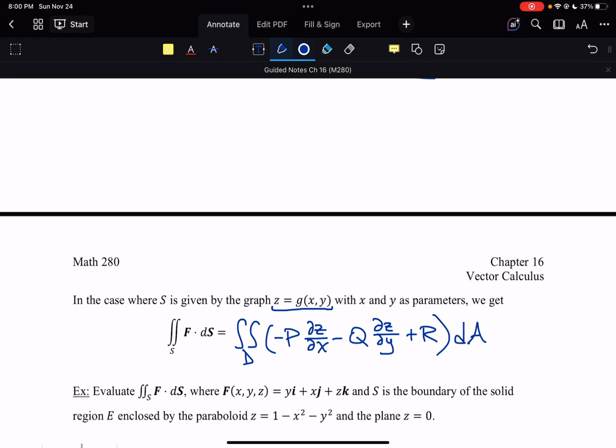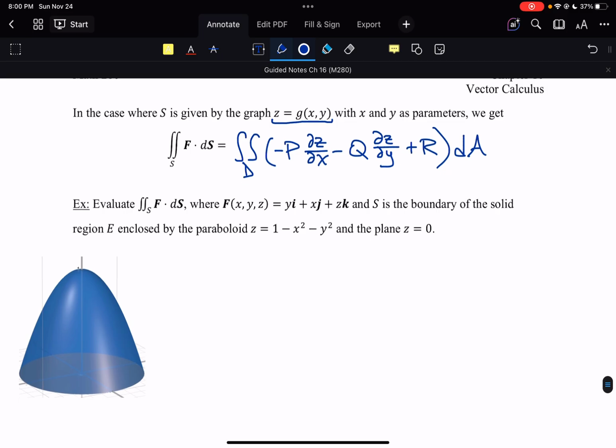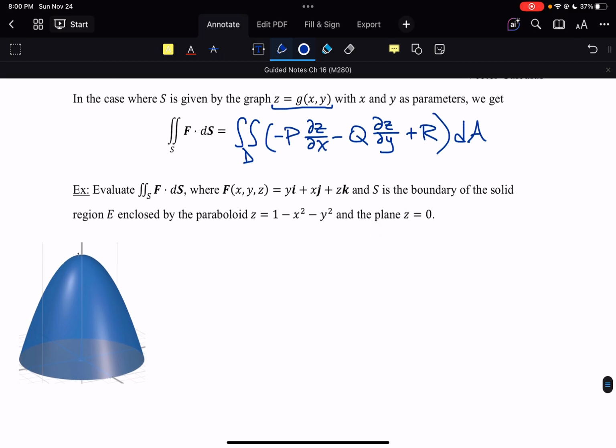So like with all of these other formulas, having a surface that is parameterized as a function in terms of x and y cuts out steps in this process. We don't have to do all of that setup if it can be written as a function. So let's take a look at this next example here.